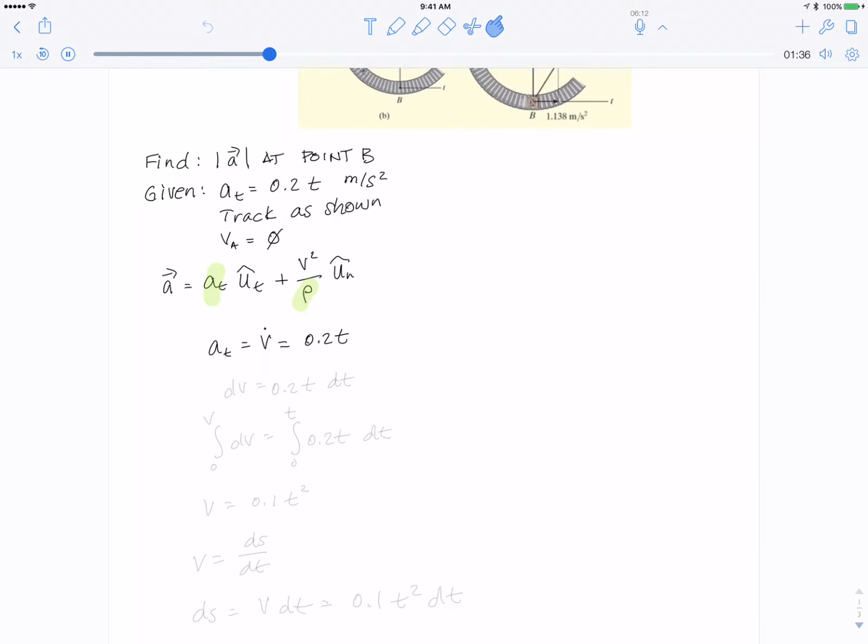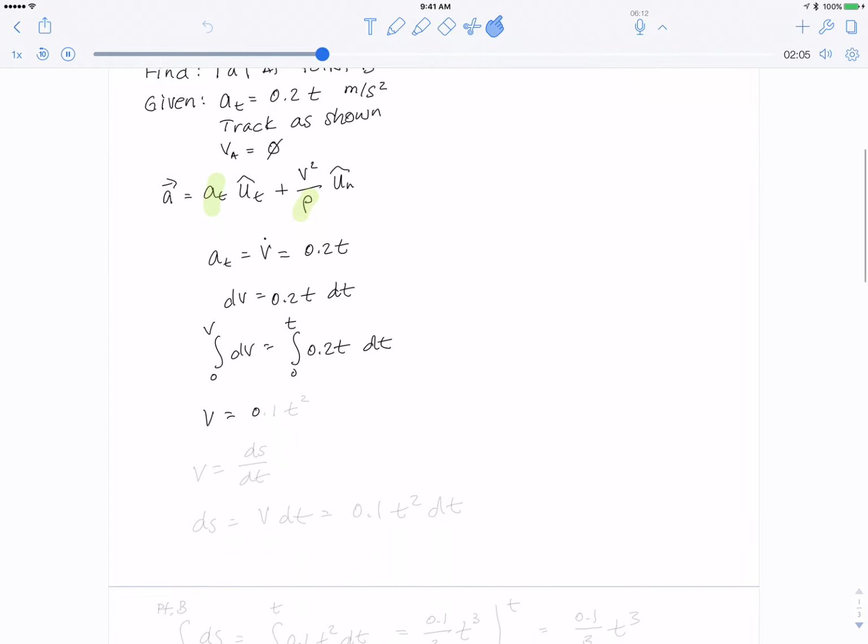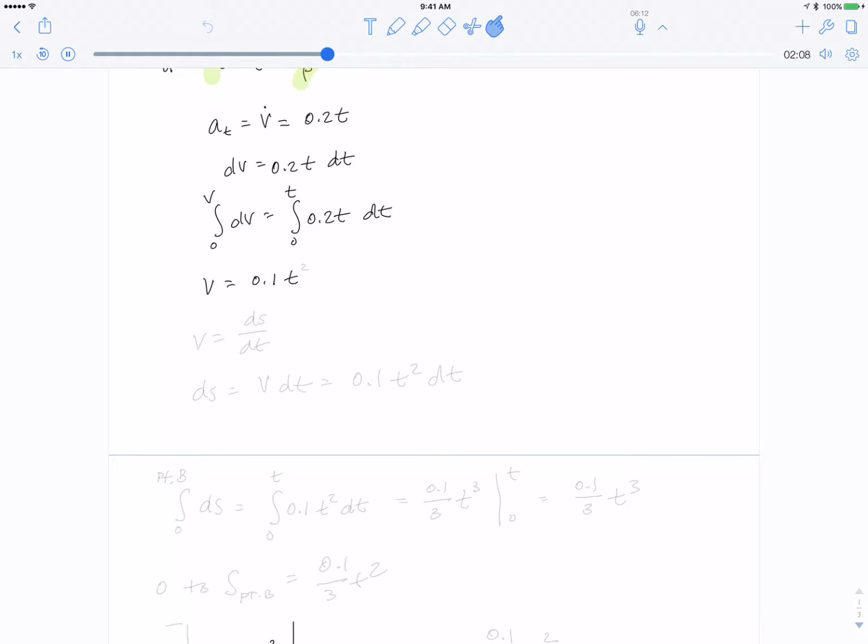So to get the velocity, dv equals 0.2t dt, because a is just dv dt. And so the integral from 0 to v, 0 because it starts at rest, of dv equals the integral from 0 to t of 0.2t dt. That's a pretty easy integral. So we know that velocity equals 0.1t squared.